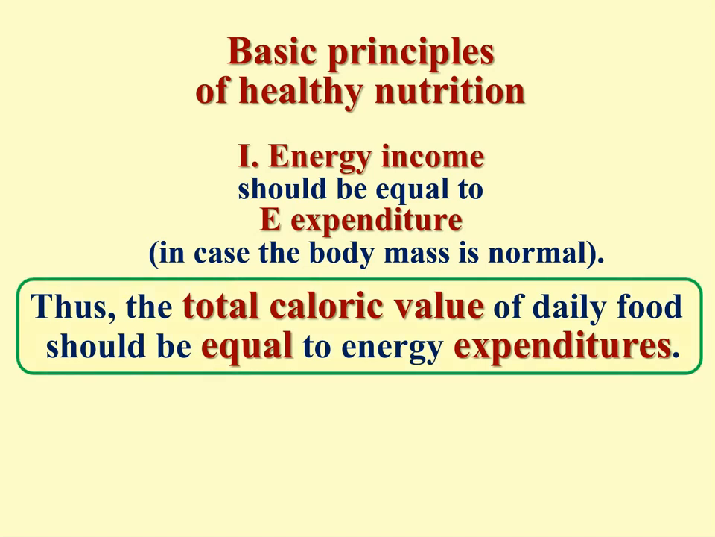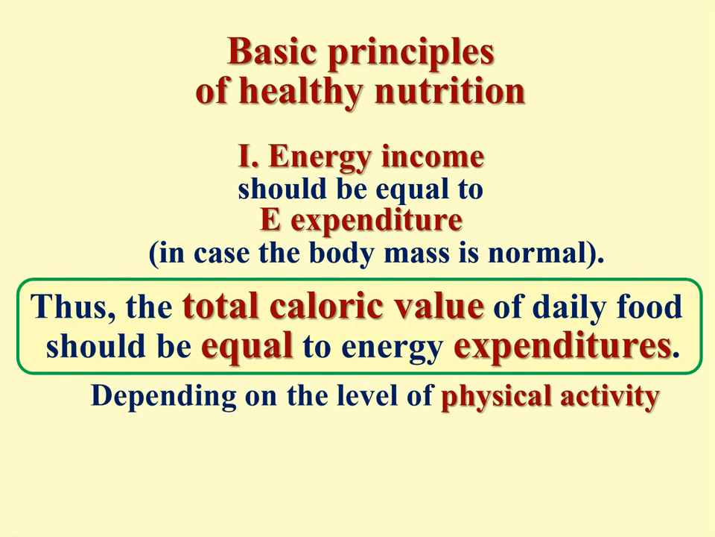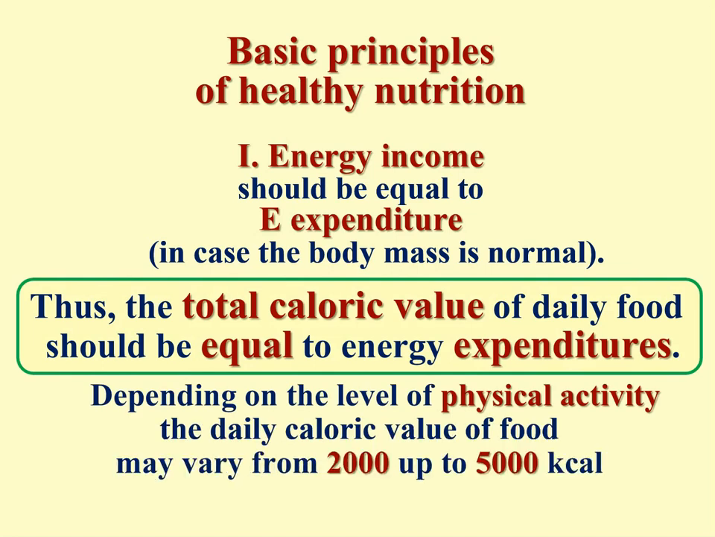Again, when body mass is normal and everything is normal, depending on the level of physical activity, the daily caloric value of food can vary from 2,000 or even somewhat less sometimes, because the 2,000 we calculated was for a 70 kilogram man. For a smaller girl it can be much less. But usually it's about 2,000, and depending on the level of physical activity it can be even up to 5,000. But that's only for cases of very high activity, heavy physical work. On average it's up to about 3,000.